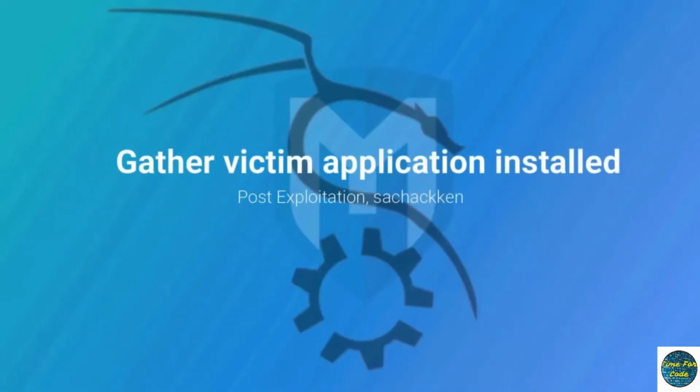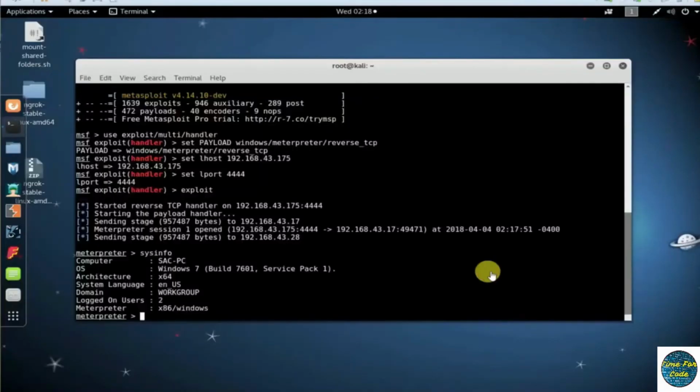In this video, you are going to learn how to get the applications installed on the victim PC. So when you are trying to exploit the victim PC, we will be eagerly waiting for which type of application has been installed on it. So by using one of the modules present in the Metasploit, we are going to gather the applications installed on the victim PC. Let's begin.